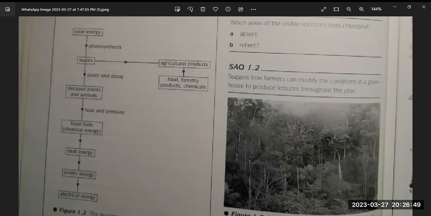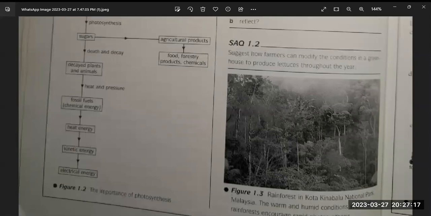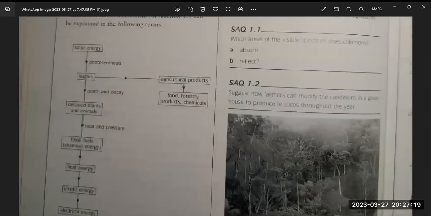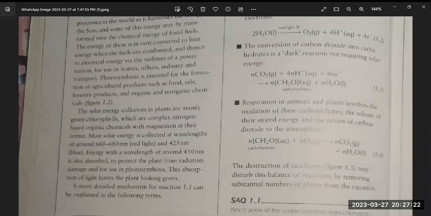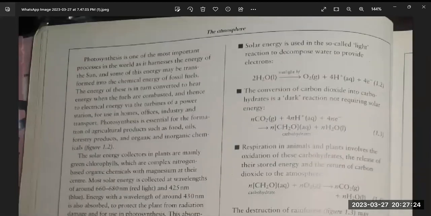The death and decay of plants and animals, of course, add nutrients to the soil. We all know that. And it speaks about the heat and pressure now, from the chemical energy to make fossil fuel. The heat energy that is produced there is converted to kinetic energy, and from kinetic energy to electrical energy. All right. So that's the importance of photosynthesis. Very important process. And of course, I'm going to send these slides so you can go and reread this stuff for yourself.